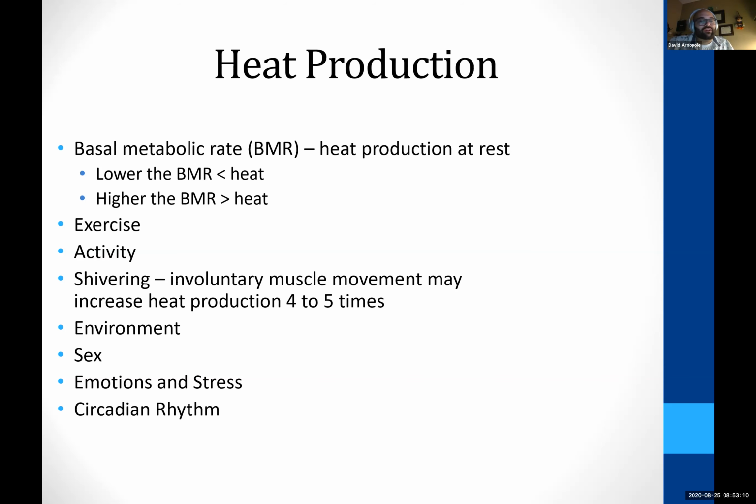So, heat production. Now that we're on this slide, basal metabolic rate, or BMR, is the amount of energy used by the body at rest. A lower BMR means we give off less heat. A higher BMR means we give off more heat. For exercise, we have an increase in friction, skeletal movement, and an increase in temperature. Activity and exercise, sex, environment, anything can change our temperature. If it's freezing outside, our body temperature will slowly decrease. If it's extremely hot outside, we're adjusting to it. Our body will slowly try to decrease that temperature.